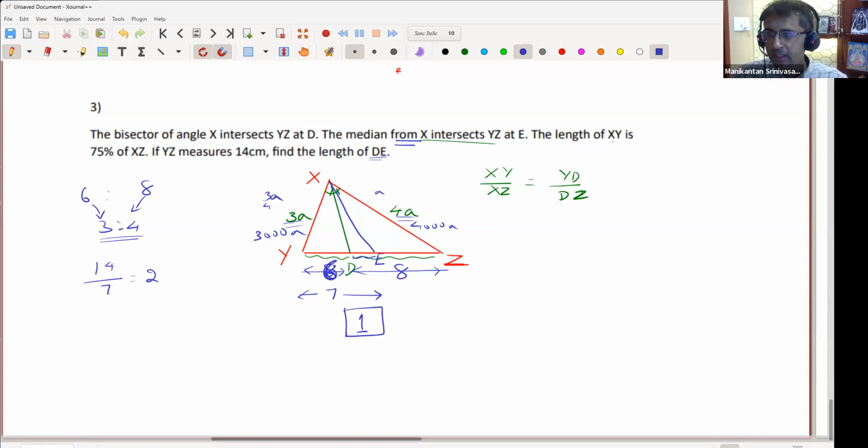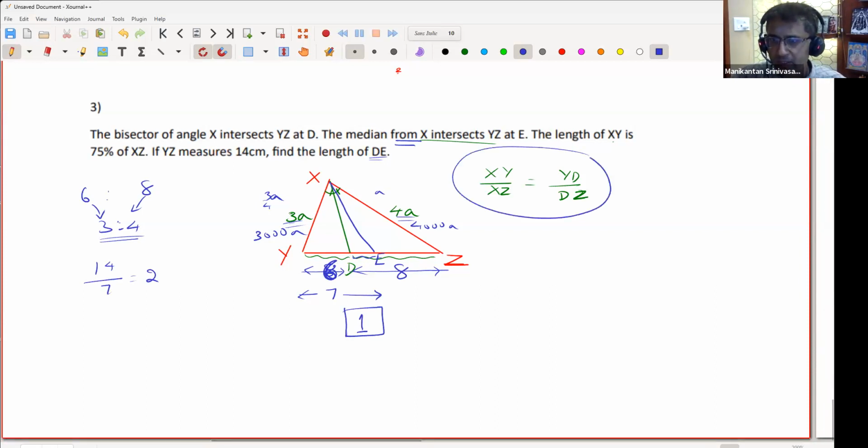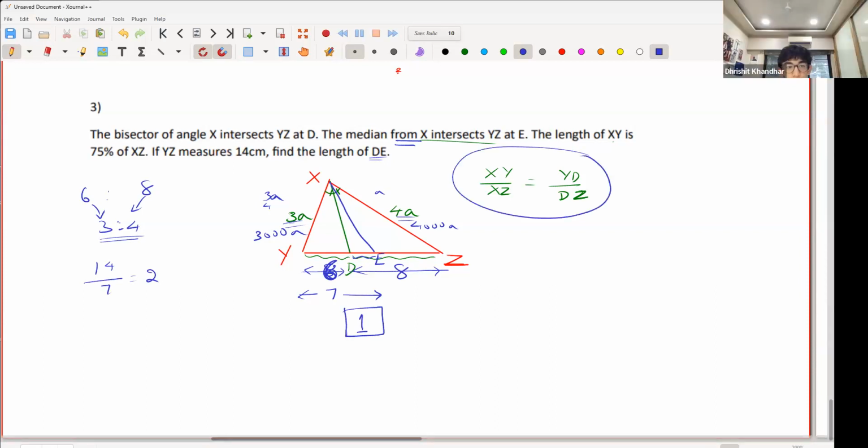Does it make sense? Now you got 1 as well? I didn't understand this. Which part did you not understand? How did you get the lengths 6 and 8? Okay. You understood that the angle bisector splits the opposite side into the ratio of the two sides. You understand this one, right? This relation. Okay. Now YZ is given to be 14.